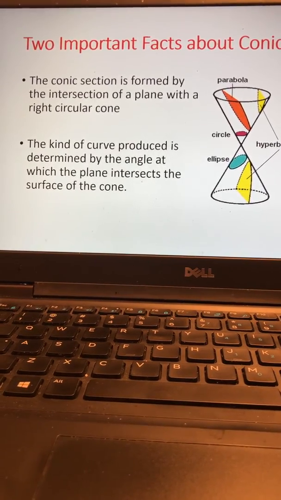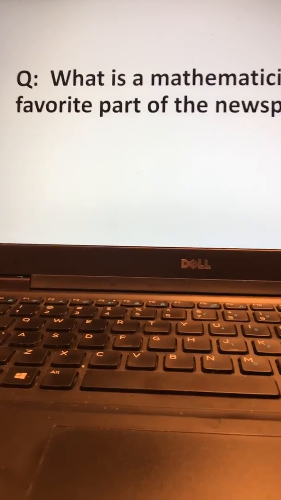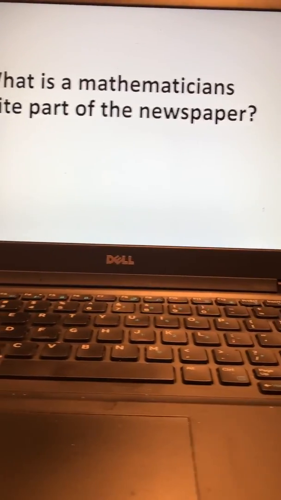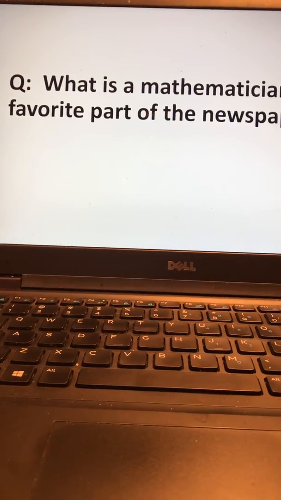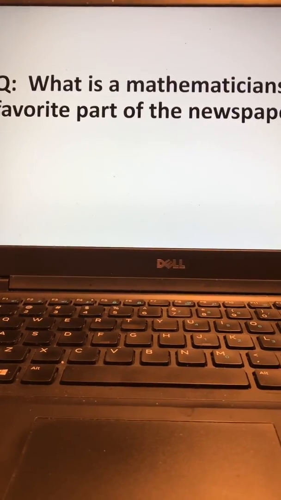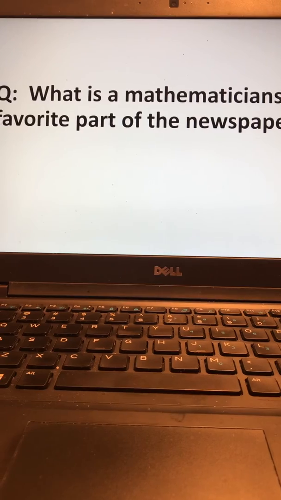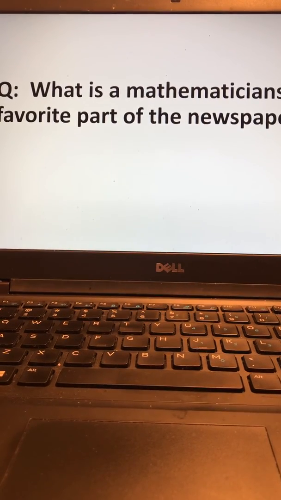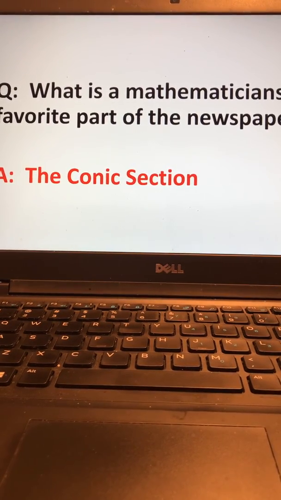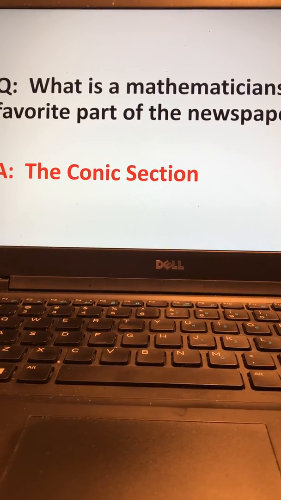But before we go, I couldn't resist a little math joke. See if you can figure out what is the mathematician's favorite part of the newspaper. So pause to figure it out. Okay, are you ready for the answer? The conic section. All right, I will see you in the next video.